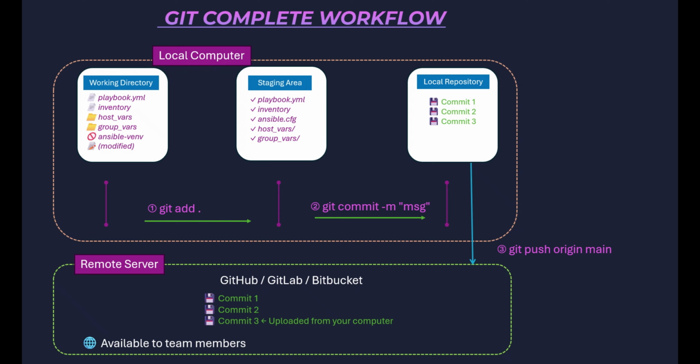So this 3-step workflow gives you complete control. You can stage specific files, commit related changes together with a meaningful message, and only push to GitHub when everything is tested and ready. So let's see this in action from our console.